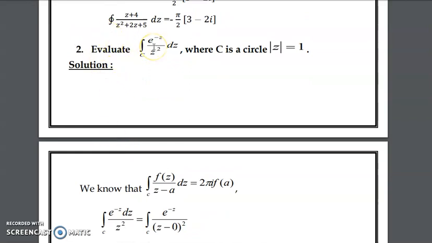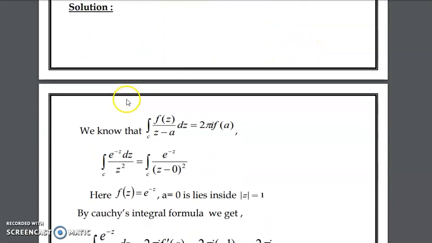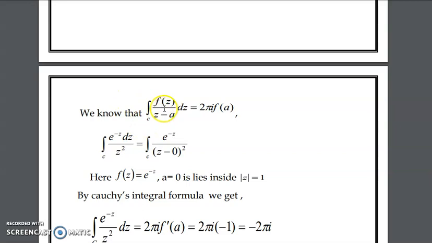Evaluate the integral over C of e^(-z) divided by z squared dz, where C is the circle |z| = 1. Solution. We know that the integral over C of f(z) divided by (z - a) dz is equal to 2 pi i times f(a).